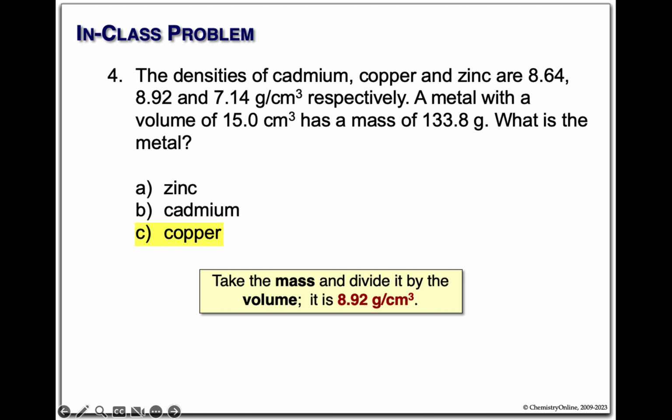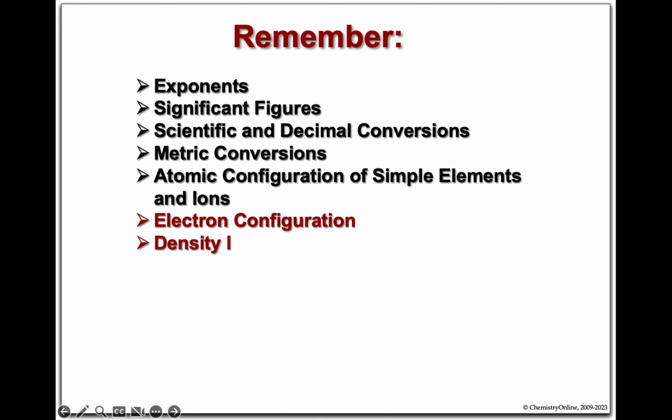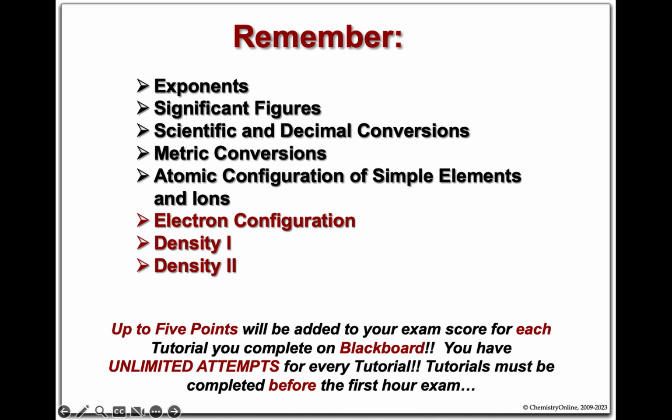All right, thus endeth chapter 2. Today, we did electron configuration and density 1 and 2. We now have 1, 2, 3, 4, 5, 6, 7, 8 tutorials, 40 points for you. Don't let them get away. You must have all the tutorials done by the time we sit down to take the first hour exam. Okay? Automatically they disappear. Any questions?